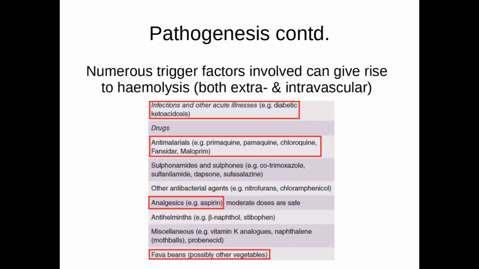First is infections, which are seen in conditions like diabetic ketoacidosis. Second is a set of drugs, including anti-malarials. Primarily, let us remember chloroquine and primaquine. Then other drugs such as aspirin, if given at a higher dose. Then thirdly, we'll try to remember this product called fava beans.